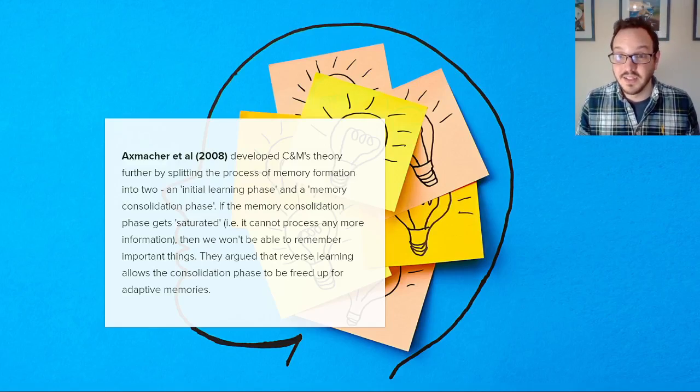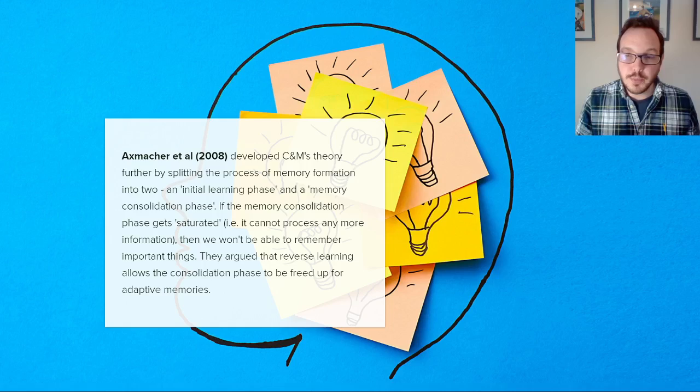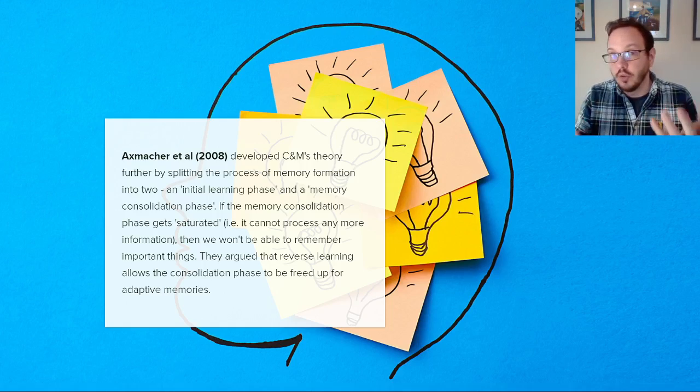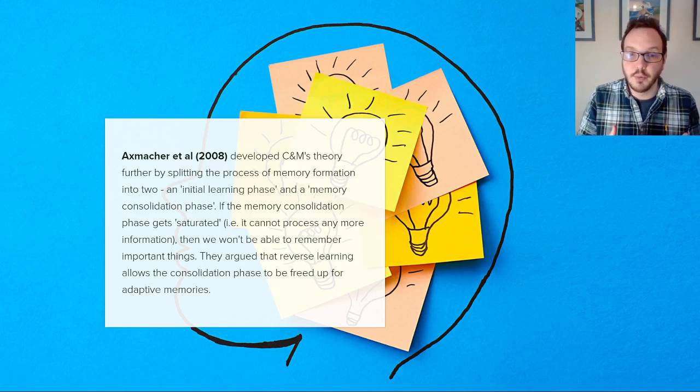So, analysis. Well, our first piece of analysis comes from Axmacher et al. in 2008. They developed Crick and Mitchison's theory further, and they said, well, let's split the theory of memory formation into two. So they took the initial learning phase, where you initially learn something or find something out or see something, and you start creating a memory.